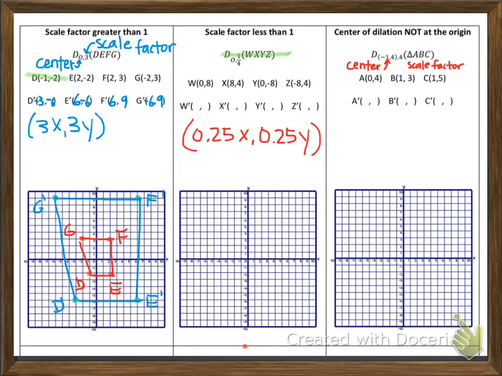All I've done is taken 1/4 and converted it to decimal, so we're still taking the scale factor and multiplying it by all of the x values and all of the y values to get our new image points. So I want you to take w, x, y, and z, plug them into this ordered coordinate rule, and then get your new points and plot them. Plot both shapes. And if you want to, as you're doing it, highlight the new shape so it stands out to you, so you know which one you started with and ended with.